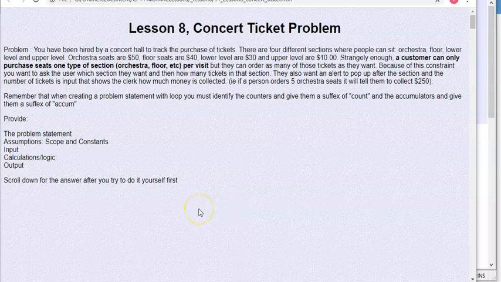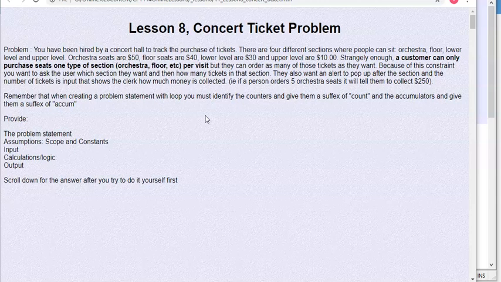Okay, we have a constant problem here. A customer can come in and order whatever type of seat they want, and as many of that seat as they want. But one thing they can't do is order one orchestra and one floor.